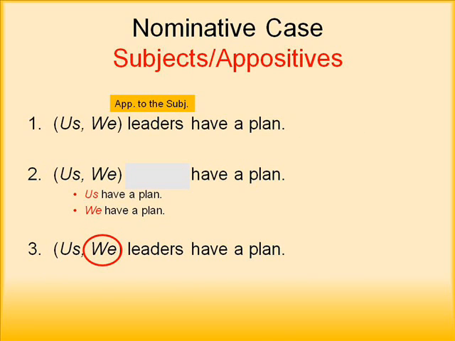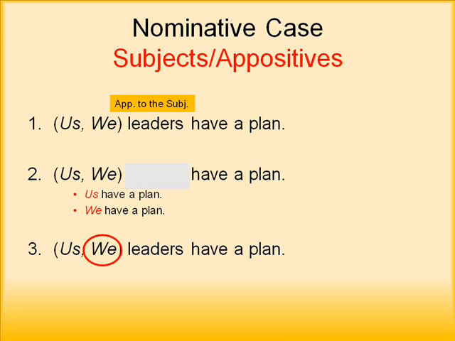Let's look at another example here. We have the sentence, us or we, leaders, have a plan. Well, this time we have the word leaders, which is an appositive to the subject. And so it works best when we have an appositive after our pronoun to just delete that momentarily. So when we get to sentence number 2, we say, do we say us have a plan or we have a plan? Well, obviously the answer is we.